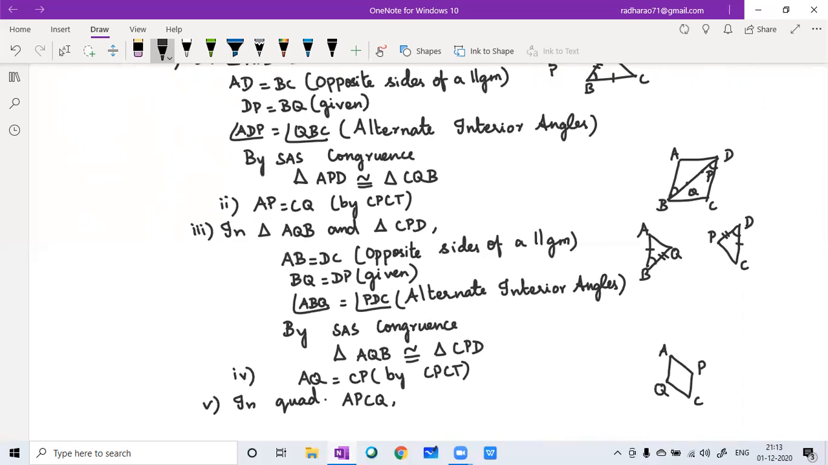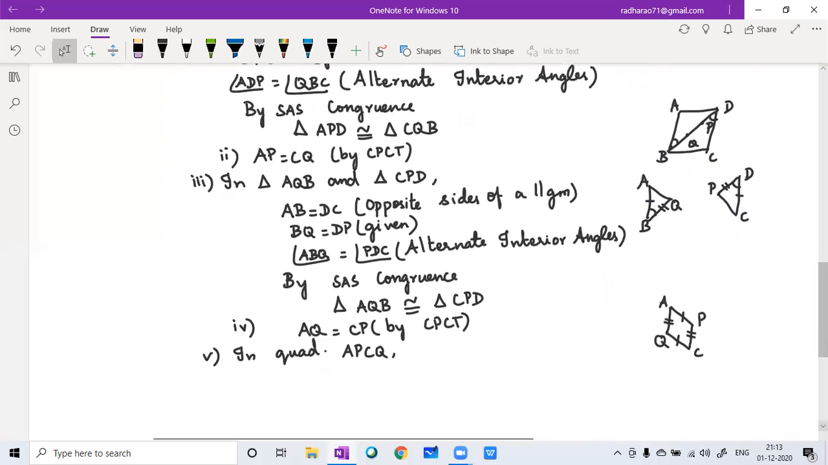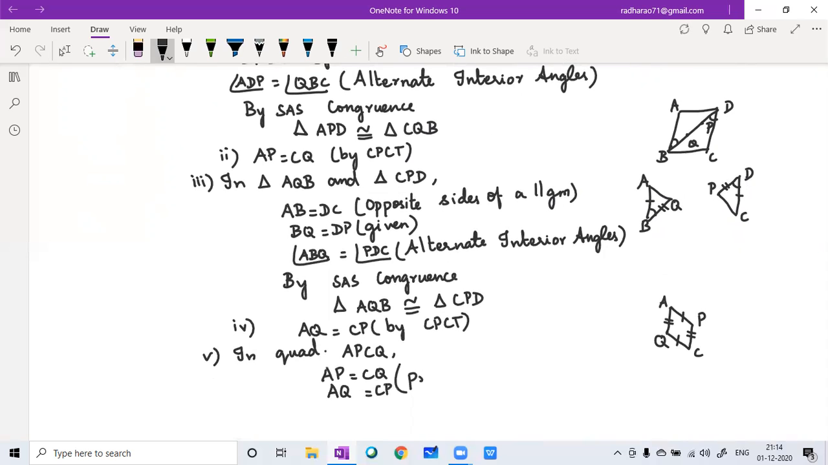If I take that quadrilateral, just now in the second proof we proved AP is equal to CQ, and in the fourth proof we proved AQ is equal to CP. That is, both pairs of opposite sides are equal. So in any quadrilateral, if both pairs of opposite sides are equal, then it becomes a parallelogram. So in quadrilateral APCQ, AP is equal to CQ and AQ is equal to CP. These were not given, we proved it. So both pairs of opposite sides are equal, which implies APCQ is a parallelogram.